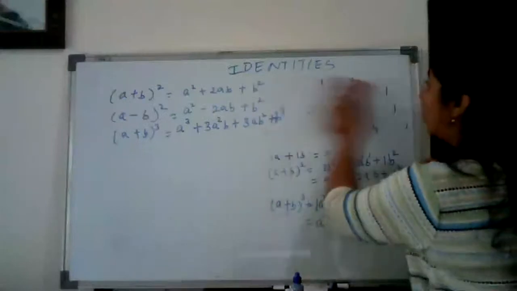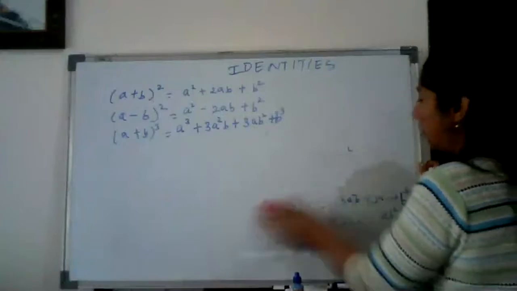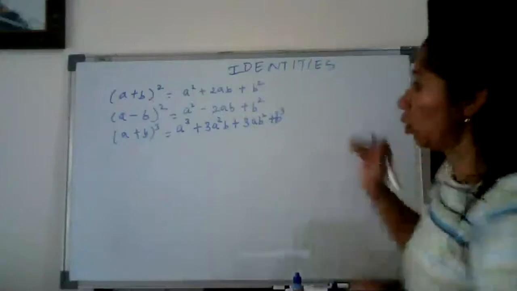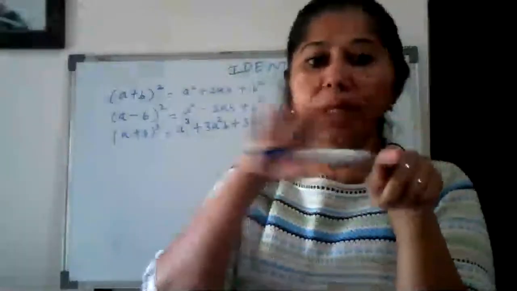But we don't have to learn much of higher power. Only the cube formula we are using. So this is the way you can remember. What you have to remember? The coefficients are 1, 3, 3, 1, and give the highest power to the first one and then the lower ones.